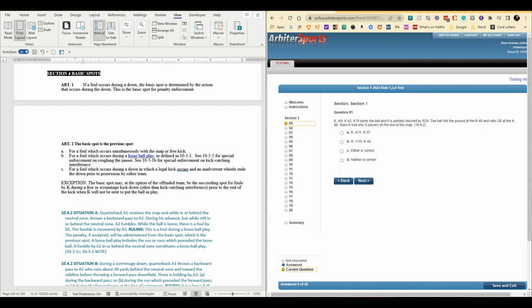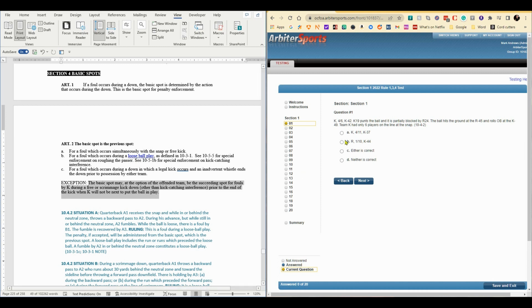They can replay the down and move K back 5 yards, or they can take the ball at the dead ball spot, and based on the 10.4.2 exception, which says the basic spot may, at the option of the offended team, be the succeeding spot for fouls by K during a free or scrimmage down, prior to the end of the kick when K will not be the next to put the ball in play, which fits this play exactly. So what that means is that instead of re-kicking, they can just tack the 5 yards onto where the ball became dead, and it'll be first down for R.